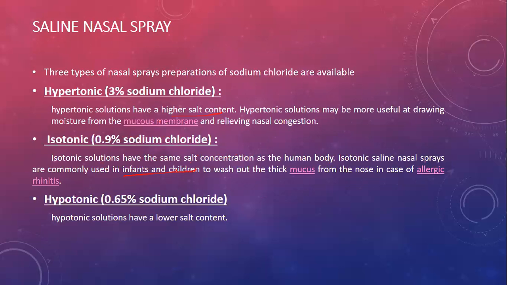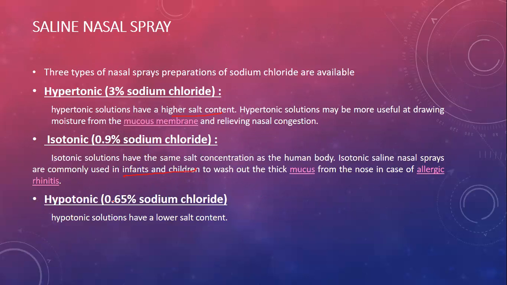In the case of infants and children, following any forms of allergic rhinitis or inflammatory reactions to the nasal mucosa, there will be thick mucus secretions. As the immune response, there will be more production of mucus. This mucus can be plugged within the nasal cavity and the air entry can be denied. So to relieve that, we can administer isotonic concentration sodium chloride nasal drops.